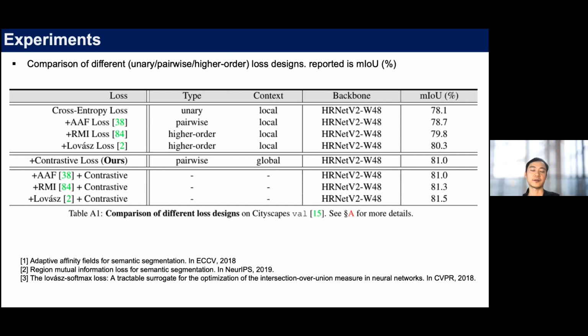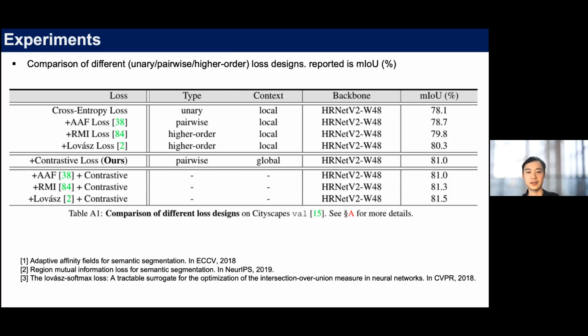The third and the fourth are two high order losses. These two losses will consider all the pixels in a region. So they are high order losses. But all these four losses only focus on local context learning. Our contrastive loss is a pairwise loss, but it focuses on the global context learning across different images.